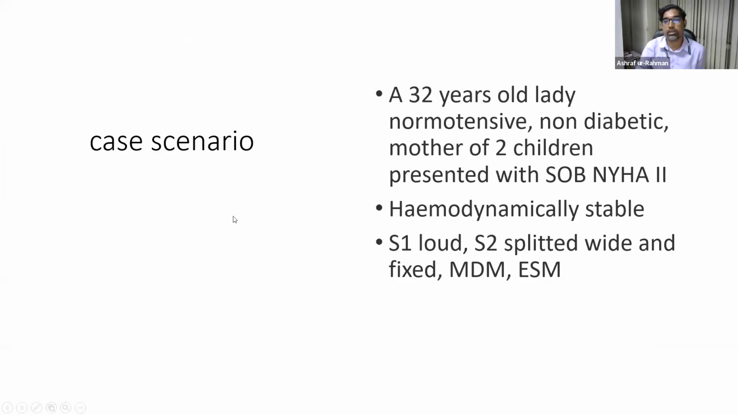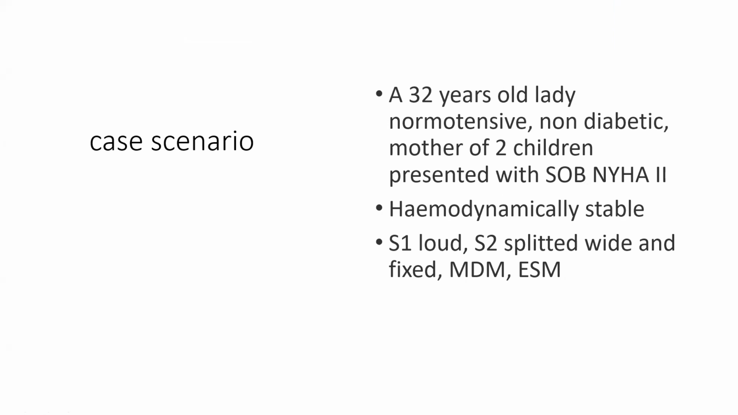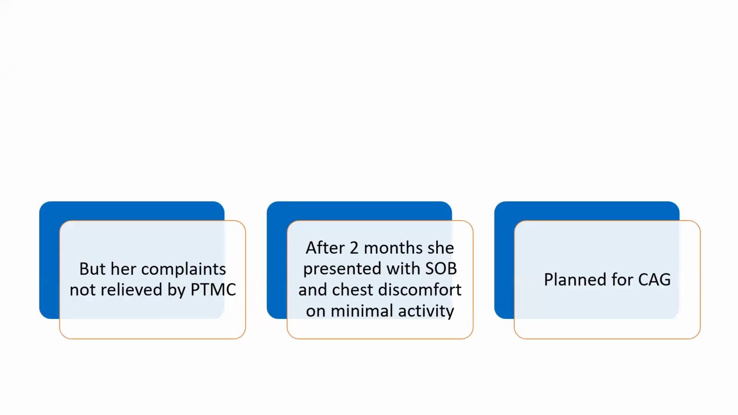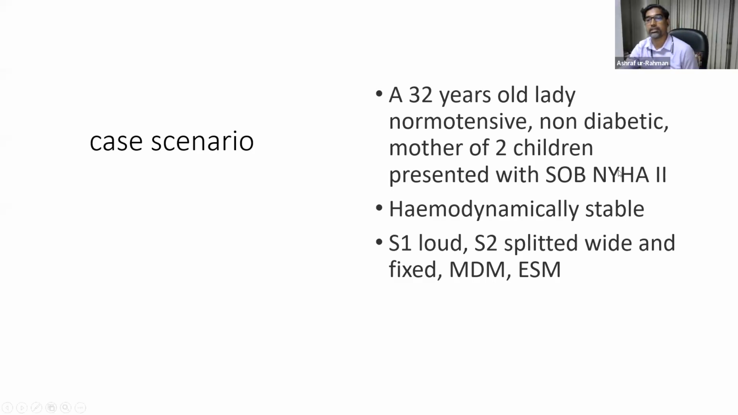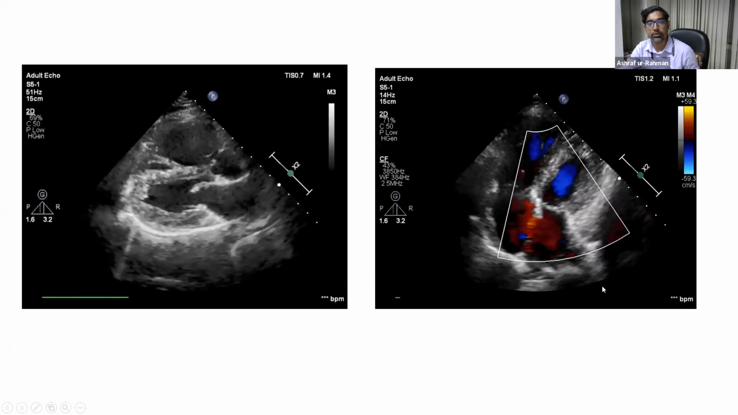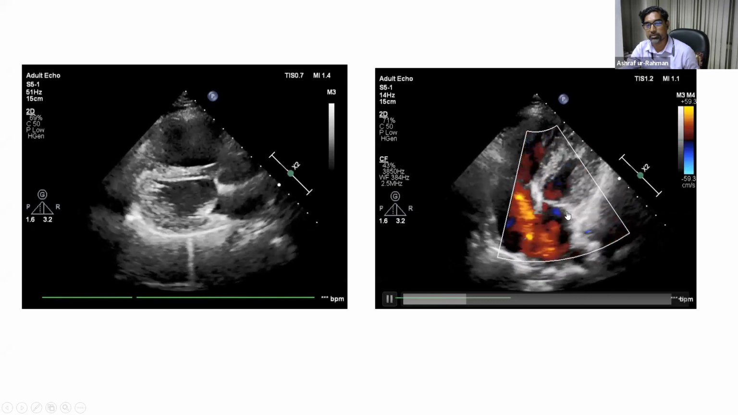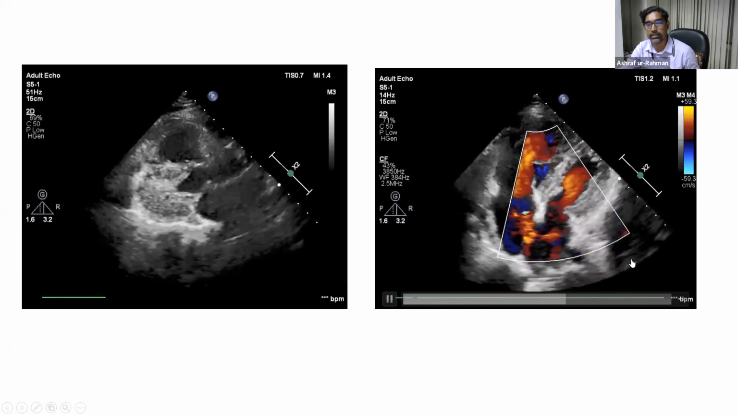Next case, a 32 years old lady, normotensive, non-diabetic, mother of 2 children, and she has shortness of breath, NYHA class 2, and is hemodynamically stable. She has a loud S1, but a split second heart sound, and it's wide and fixed. And there is also a mid-diastolic murmur. So we did her echo, and we found evidence of MS along with echo dropout in the interatrial septum.